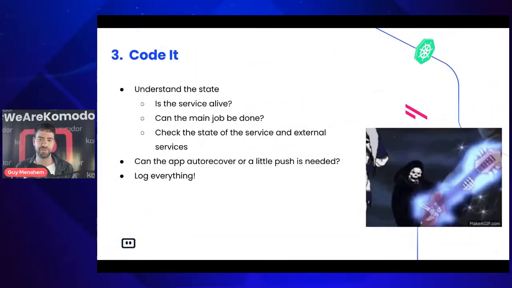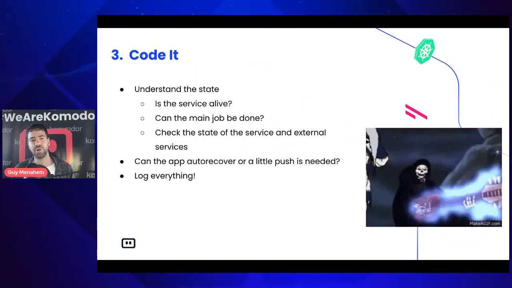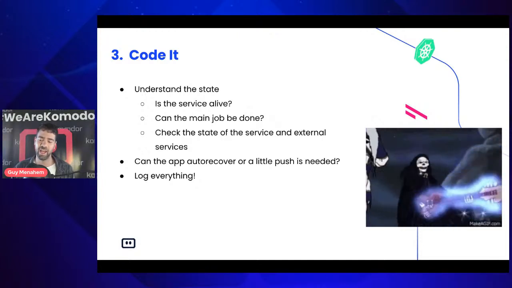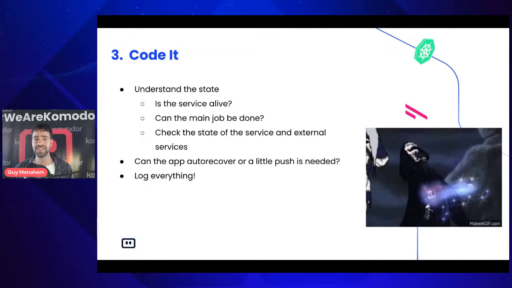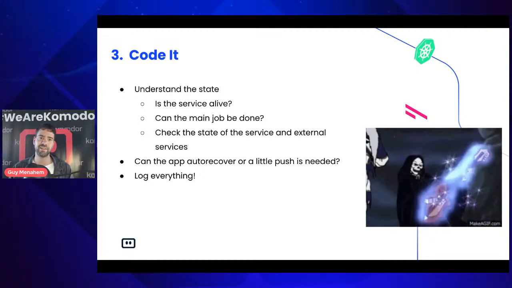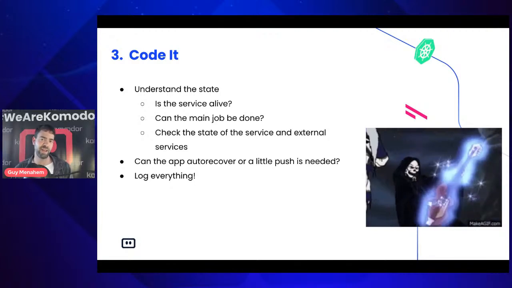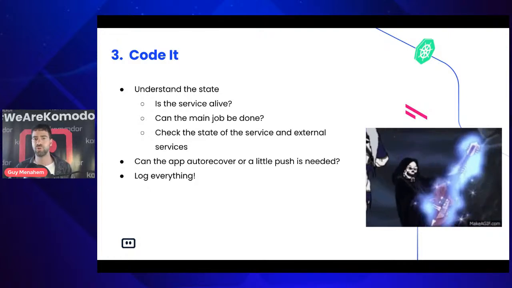So after we're done configuring it, or in the meantime, we really want to code it. So we are going back to the plans. We are going to understand what the state is that we want to answer for each kind of probe. Is the service alive? Is the service ready? What is the main job that can be done? What are the external services that we are using? Maybe we have some external services like database, queues, configuration management, and authorization management that we can work without.